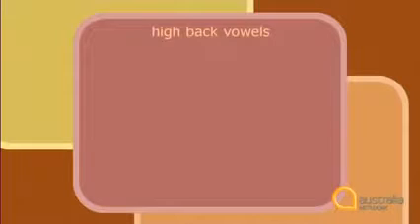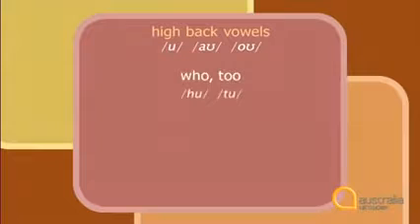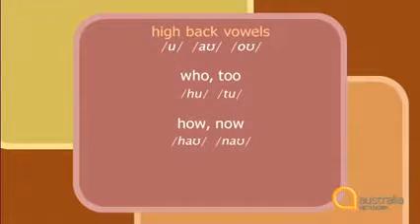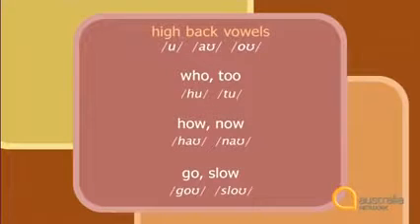High back vowels link with the W sound. High back vowels are oo, ow, and o. Sounds that are produced with the highest part of the tongue but close to the back of the mouth. For example: who, to, how, now, go, slow.